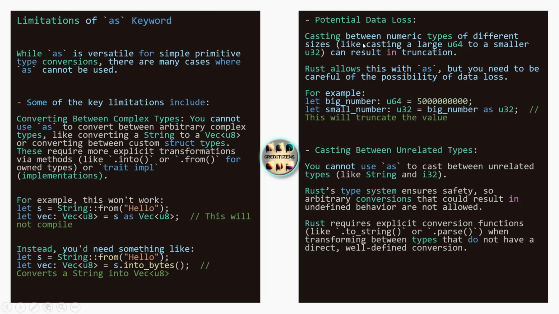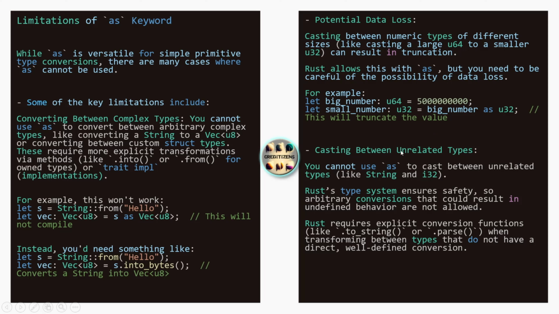Potential data loss. Casting between numeric types of different sizes, like casting a large u64 to a smaller u32, can result in truncation. Rust allows this with as, but you need to be careful of the possibility of data loss. So here we're using a big number, u64, and the small number is a u32. So the big number, if you convert it as u32, it's going to be possible, but the value is going to be truncated. We're going to lose some numbers at the end.